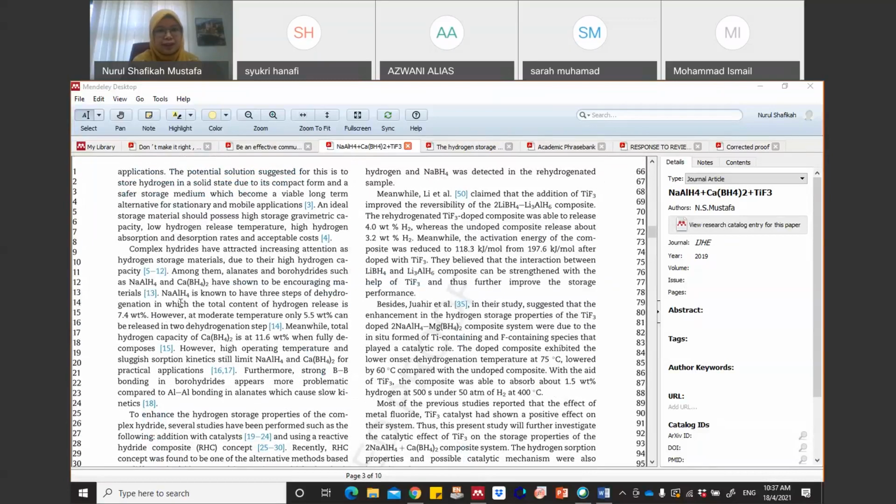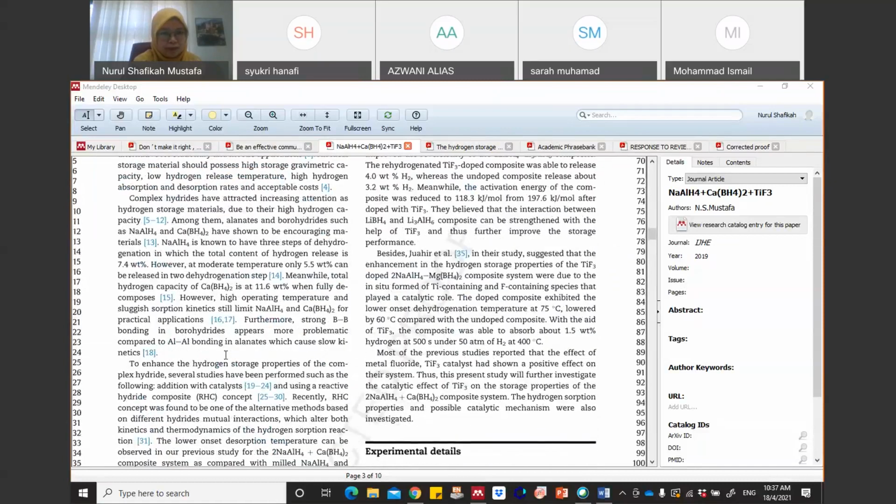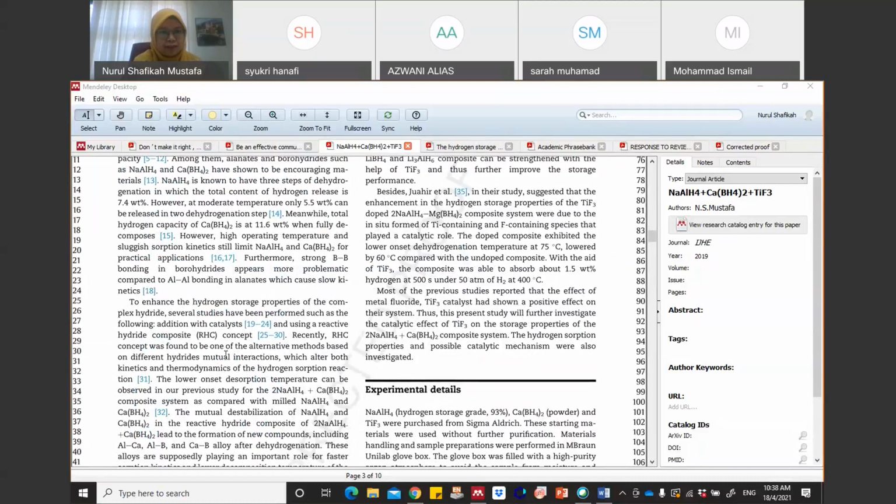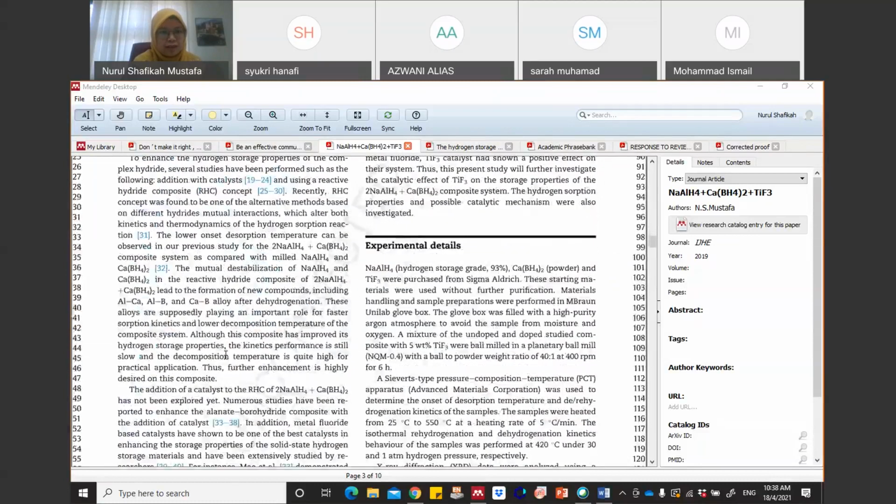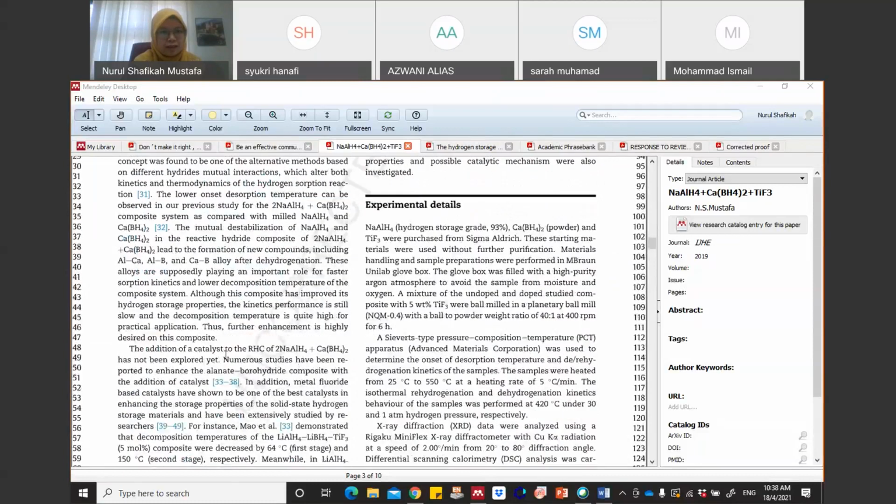That's why I said this. Okay, for example here, for example, this is my highlight. Okay, although this composite has improved, the addition of this catalyst has not been explored yet. So I have my novelty here: I have said that this catalyst has not been explored yet in this composite. So this is a new finding for my research. So you must have sentences with "however", sentences that give the emphasis. So you must put it like that.